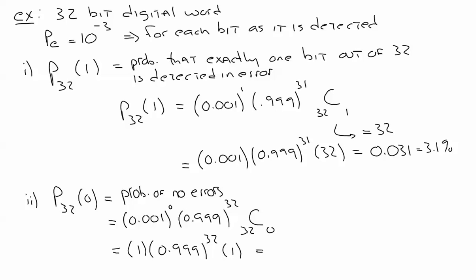And this turns out to be 0.9685, or about 97%. It's about 97% likely that in any given 32-bit digital word you will have exactly 0 errors, assuming that the probability of error for any individual bit is 1 in 1,000. All right? Let's do a different example.